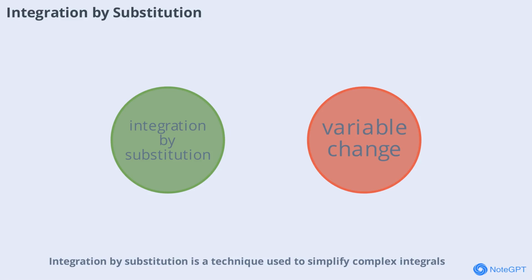Integration by substitution is a technique used to simplify complex integrals. By changing variables, you can transform a difficult integral into one that's easier to solve. This method is especially useful when dealing with composite functions and is a staple in calculus problem solving.